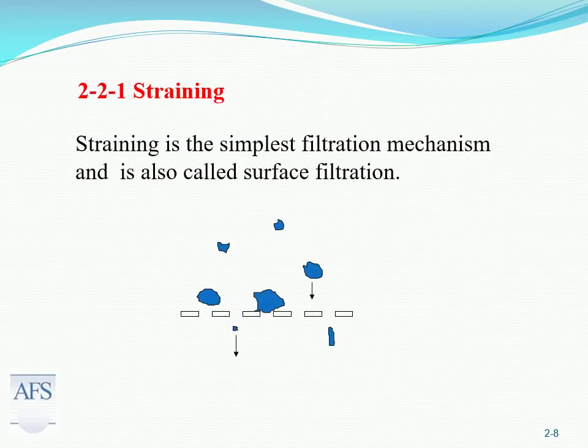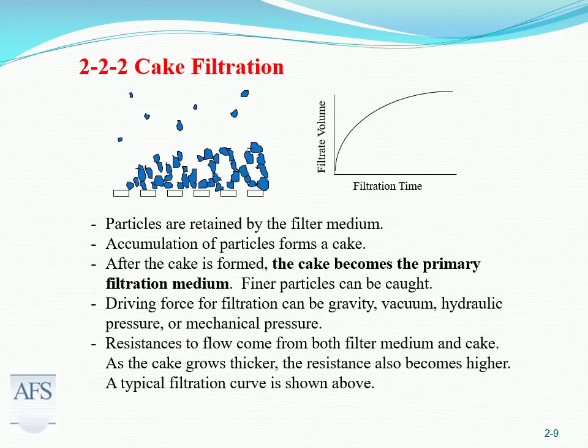Now we will discuss a little more on each individual mechanism. Straining is the simplest one and is quite straightforward. The particles larger than the screen opening get retained and particles smaller than the media opening can pass. In the equipment session of this course, we will discuss some straining equipment and their operations. In cake filtration, particles are retained by the filter medium and the accumulation of particles forms a cake. After the cake is formed, the cake becomes the primary filtration medium. Finer particles can be caught.